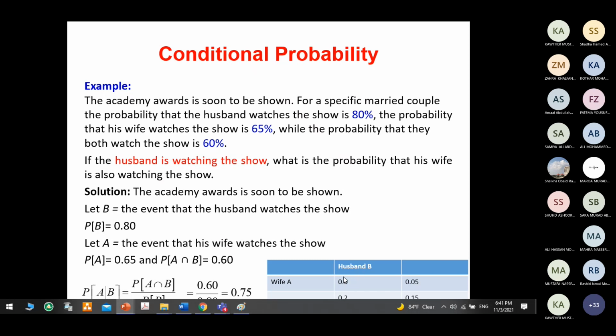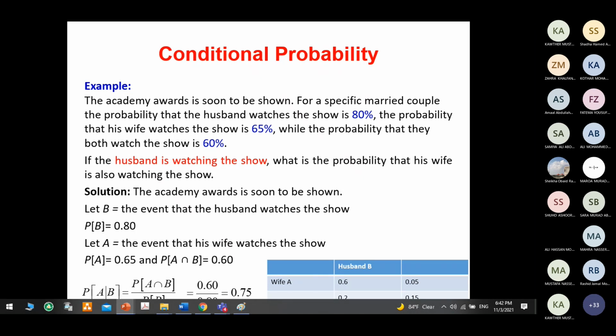So if I have 0.6, how much is left from the husband watching the show? It was 0.8, right? 80%, 0.8. So it means 0.2. What about the wife? Wife is 65%. So 0.6 she watched with the husband. How much left? 0.05. Now if I add all of them together, I should complete the percentage of the show. Okay.